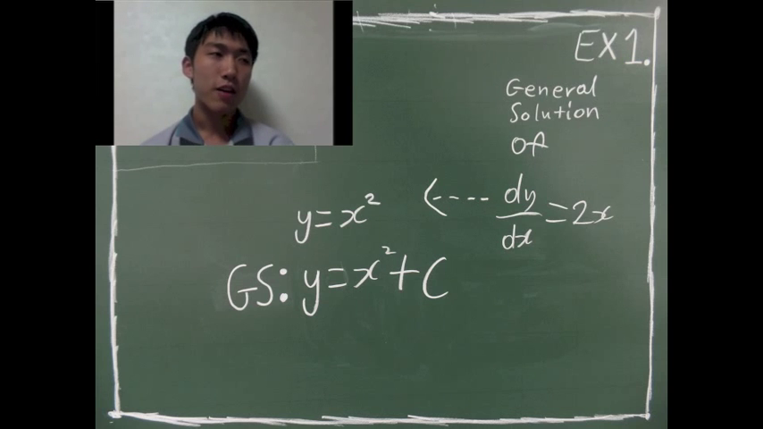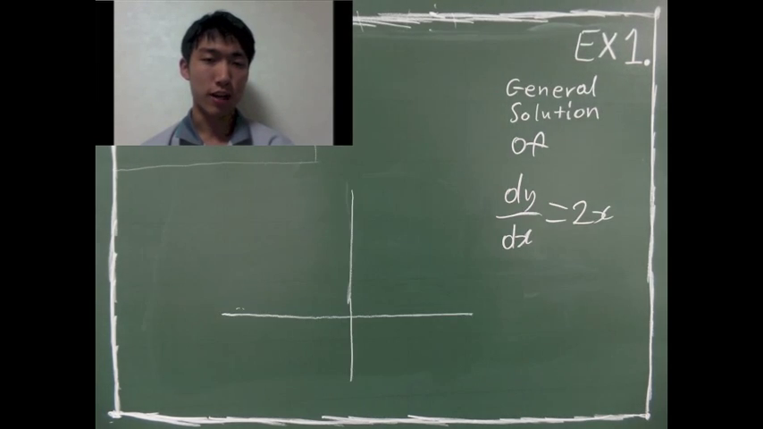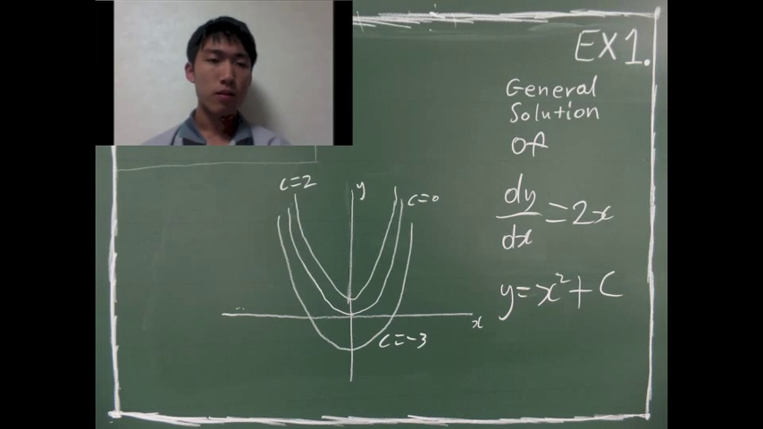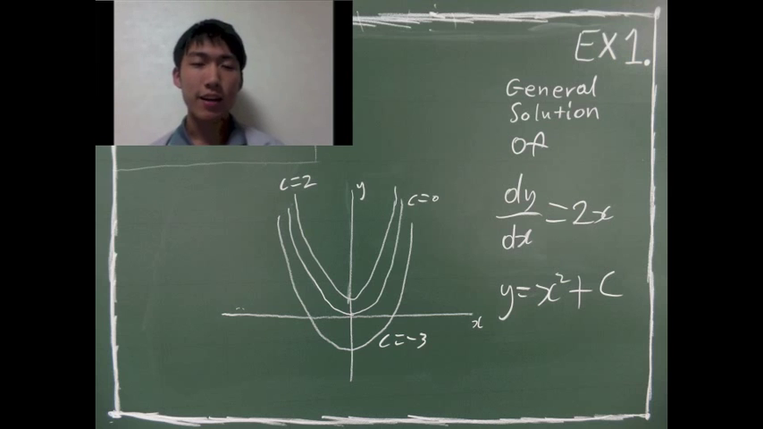On a graph, these different general solutions would look like this. The graphs are not very accurate, but you can roughly see that the slope of the tangent line of the curves at any x value is the same, but their function values are not.